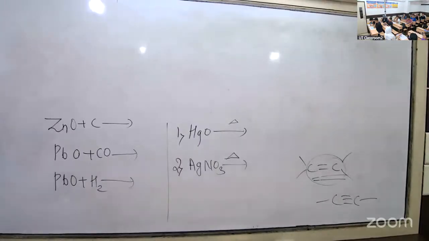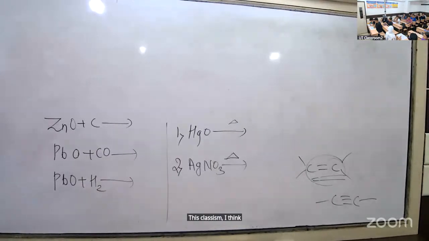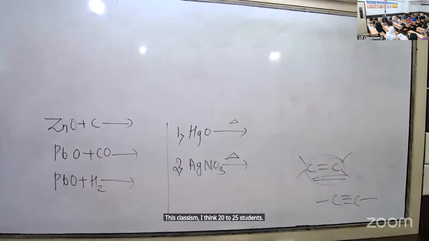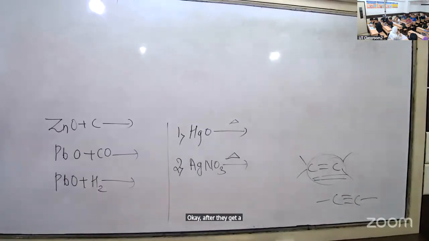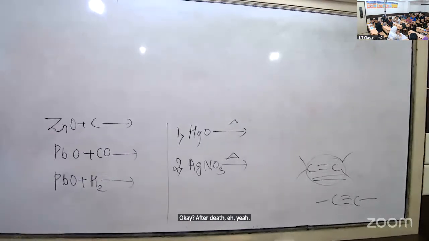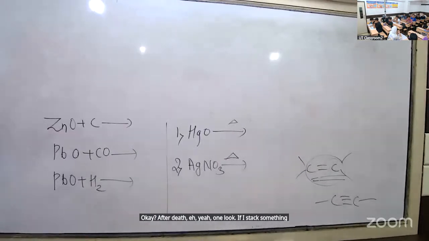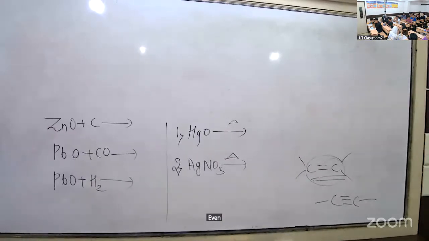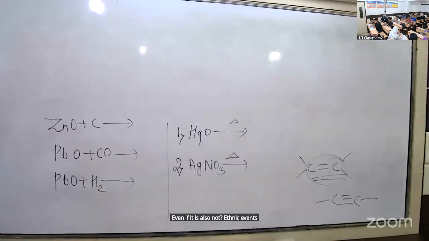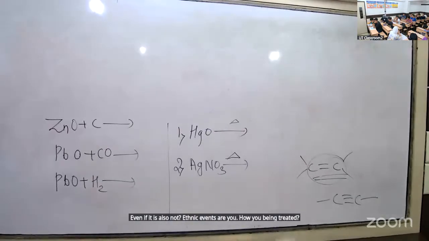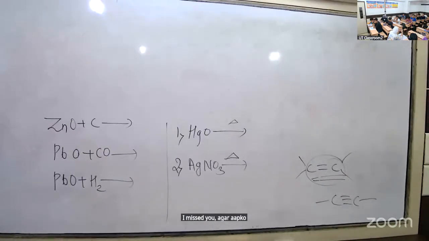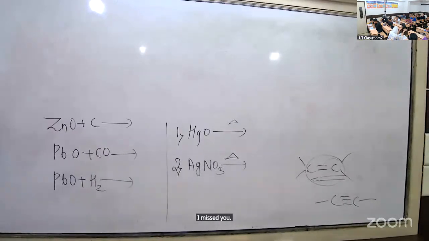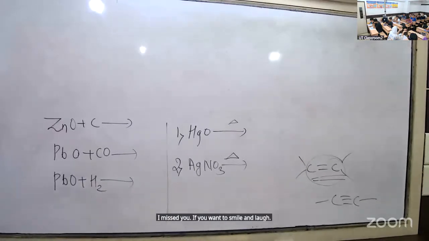This class is of I think 20 to 25 students. यहाँ पे 20 to 25 students. ओके, आपको देख के अगर मैं ऐसे करके कुछ बोलूं, ऐसे देख लिया one look. If I start something with her, even if it is not applicable for you, how will you feel? Understood? अगर आपको बोलना है, openly talk. If you want to smile, laugh, open.